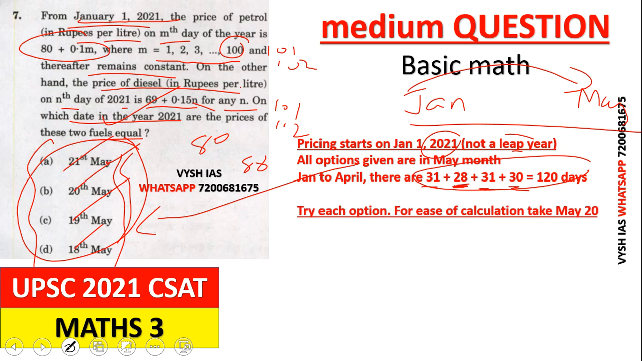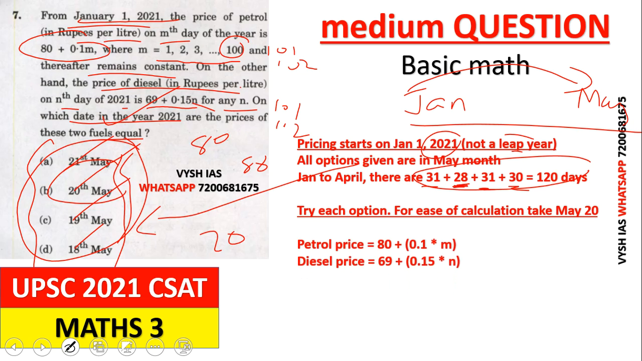So for calculation's sake, we'll take 20th May, because 20 ends with 0. It's easy for us to multiply, divide and all. So we'll just start with that option. Keep it there. Now, we know the petrol price formula, we know the diesel price formula. This is given in the question. Now you just have to substitute m and n with the number of days.